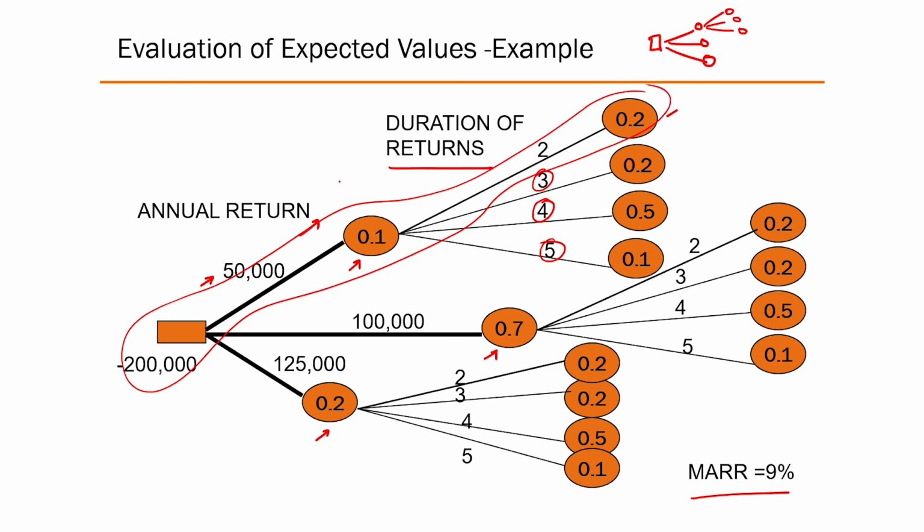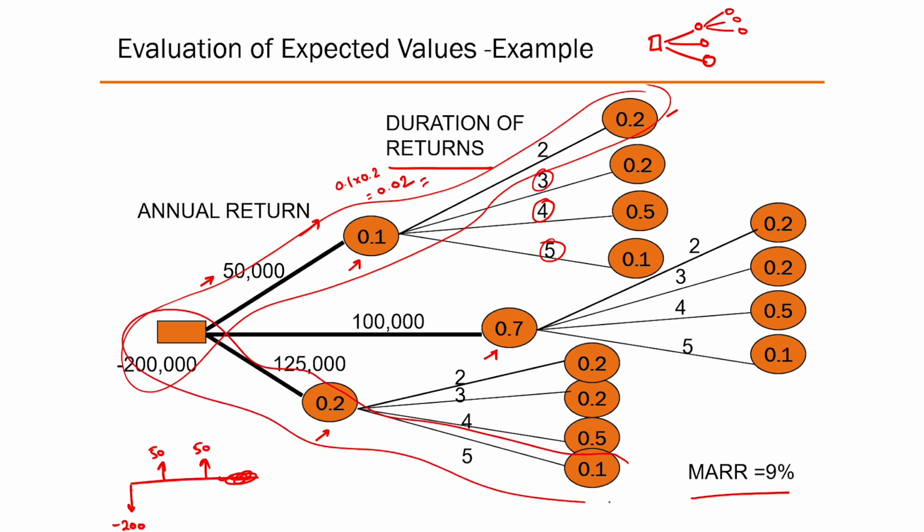Right. So the probability of this branch becomes 0.1 into 0.2, which is 0.02. And if you were to calculate the net present worth of this particular branch, your cash flow series will become like minus 200. You are talking about 50,000 annual return for 2 years. So whatever the present worth of this particular cash flow series is coming, that will get finally multiplied by this number, right? Similarly, if you were to calculate, let's say for this particular branch, your number of years here are 5 and your cash flow is 125.